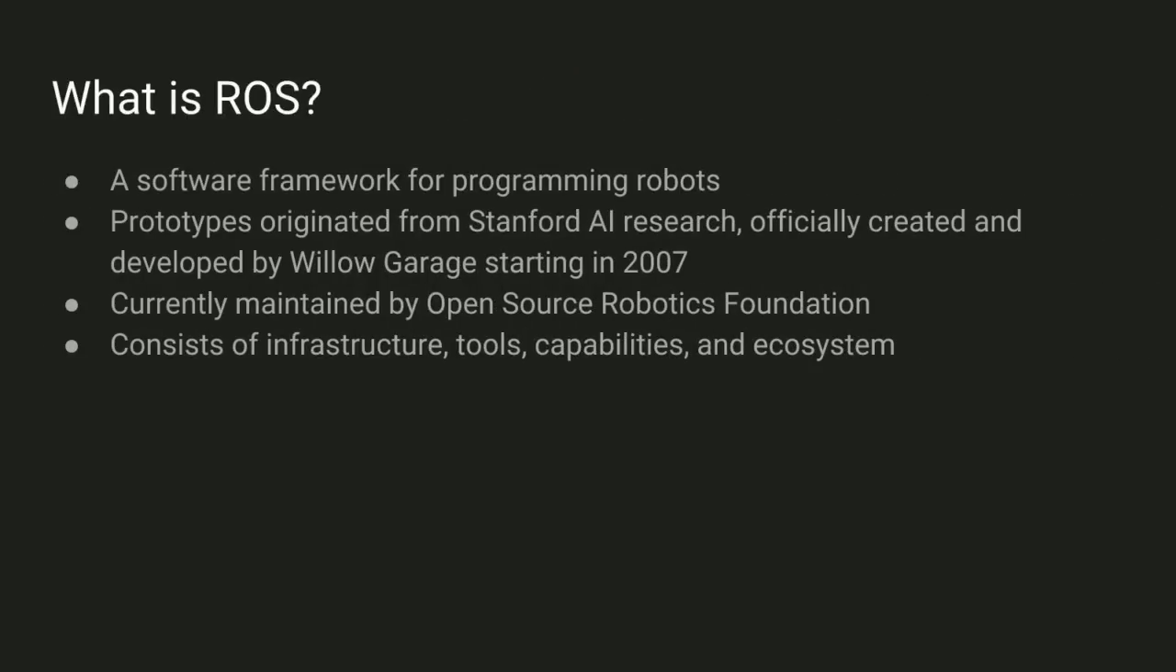So what is ROS? ROS is a software framework for programming robots. It was originally prototyped, designed at Stanford AI Research, but it was officially created and developed by this company called Willow Garage starting in 2007. It's currently being developed further and maintained by the Open Source Robotics Foundation. And people who work on ROS like to say that it consists of 4 things: infrastructure, tools, capabilities, and ecosystem.